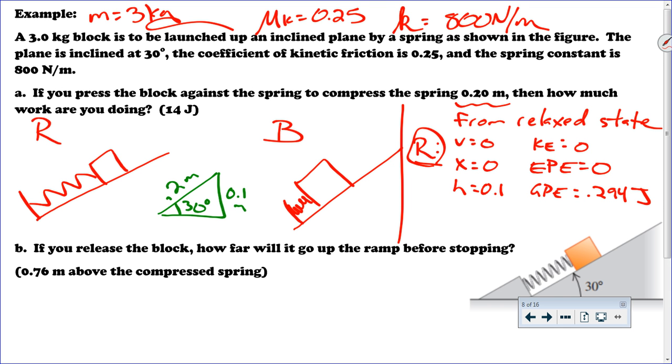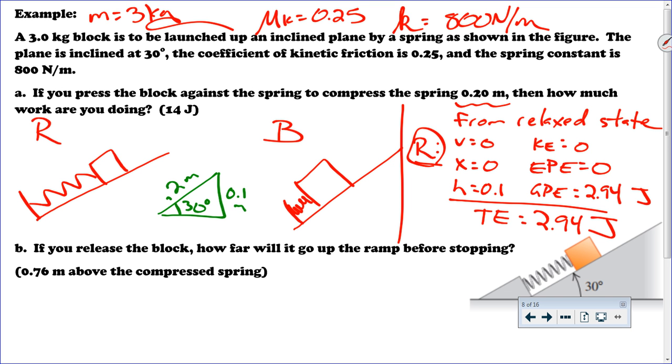Yes. Oh, no, 2.94. My bad. 2.94. Sorry about that. All right, is everybody good there? All right, so that means that my total energy when it's sitting at that relaxed position is 2.94 joules, right? Cool?